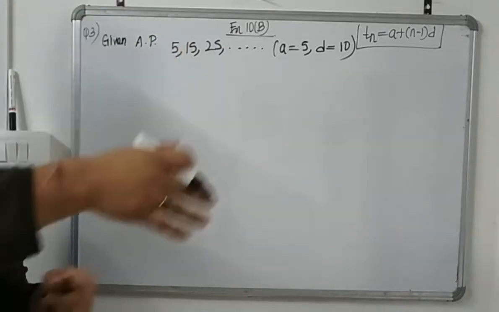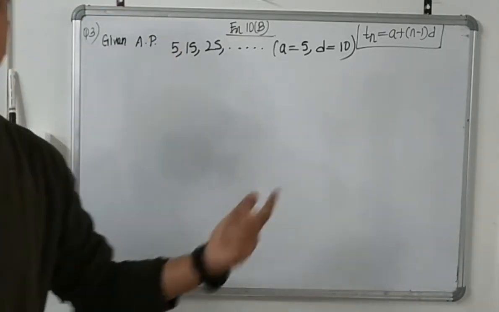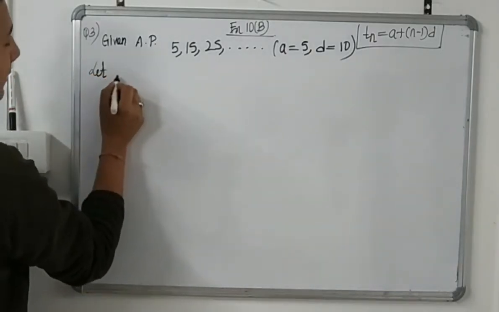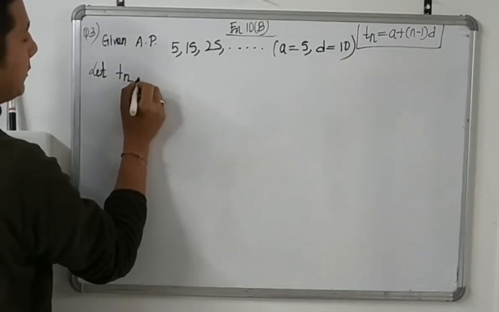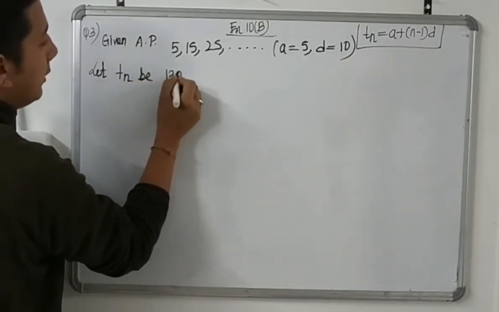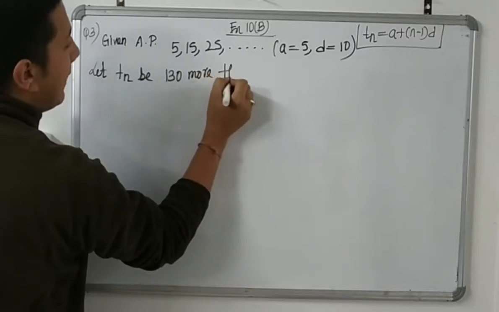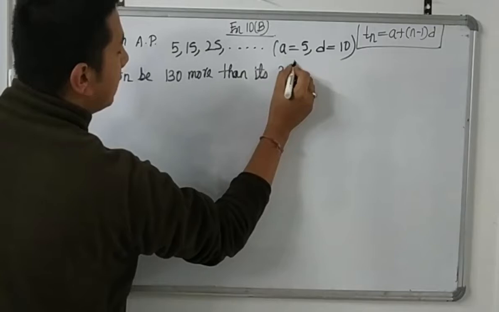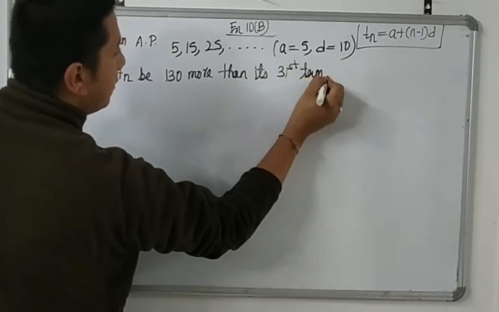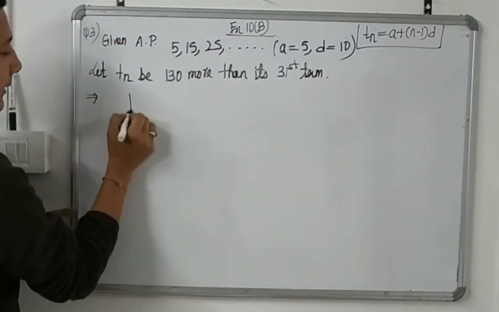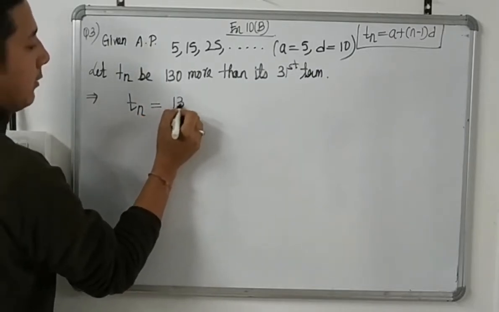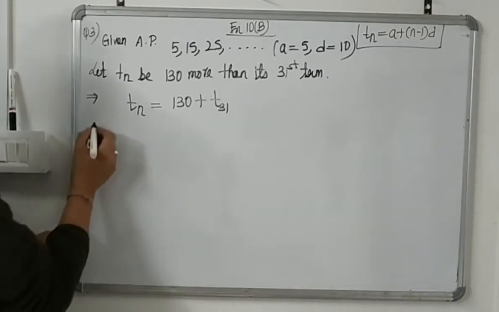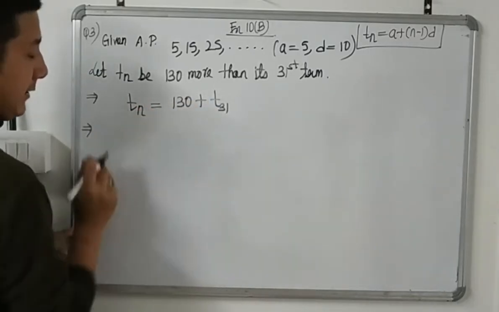Which term will be 130 more than the 31st term? So let us directly assume, let it be the nth term. Let the nth term Tn be 130 more than its 31st term. So this implies Tn will be 130 more than its 31st term. Clear and simple? Use the formula of Tn and T31.